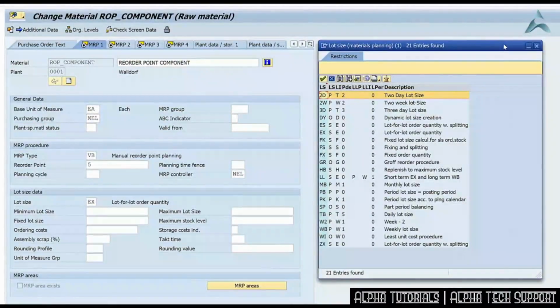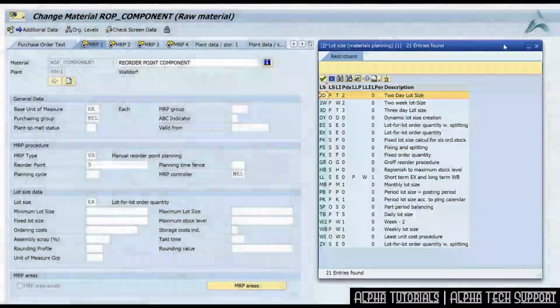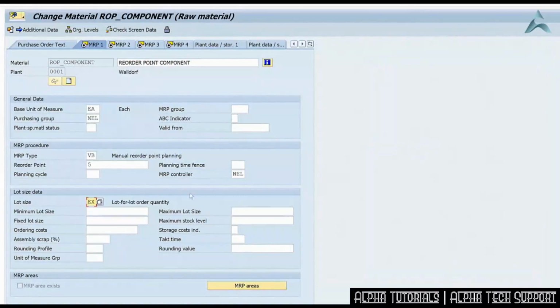As you can see, when I click on the drop down for lot size, I have 21 options, many of which are standard SAP, and your organization can configure new lot sizing options based on your organizational needs. By far, the most common is the EX lot for lot order quantity. And again, that just means when MRP creates a receipt element to replenish inventory, the quantity in which it creates that receipt element will be the exact quantity needed. No more, no less. However, there are other options, and we're not going to explore those too much today. I'm going to stay with the basic example of the EX.